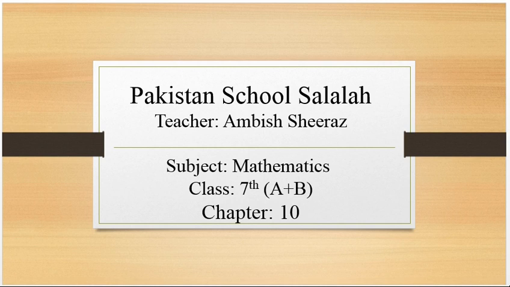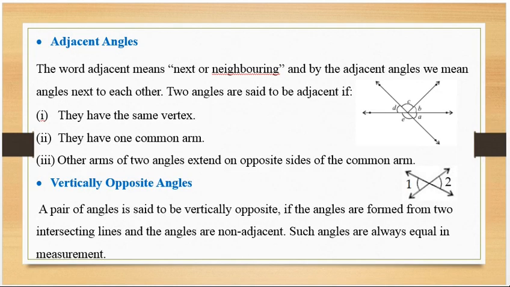This video lesson is for grade 7 from chapter number 10. Before starting our question, I want to explain some angles. The first one is adjacent angles. The word adjacent means next or neighboring, and adjacent angles mean that the angles are next to each other. Two angles are said to be adjacent if they have the same vertex, they have one common arm, and the other arms of the two angles extend on opposite sides of the common arm.